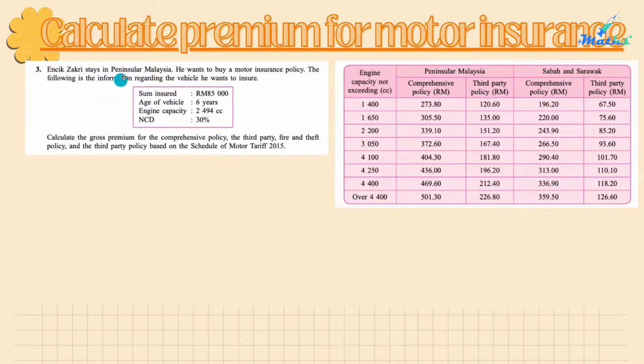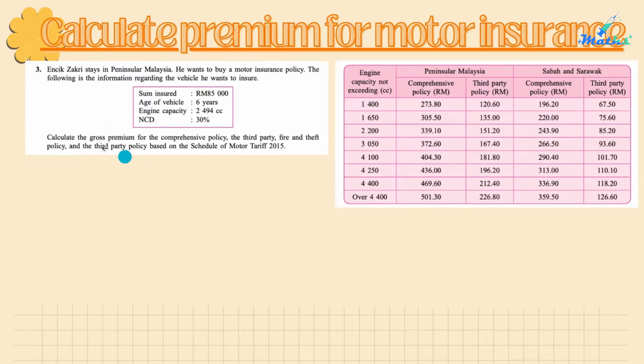So Encik Zakri stays in Peninsular Malaysia. He wants to buy a motor insurance policy. The following is the information regarding the vehicle he wants to insure. So here is the information that we need to use for our calculation.